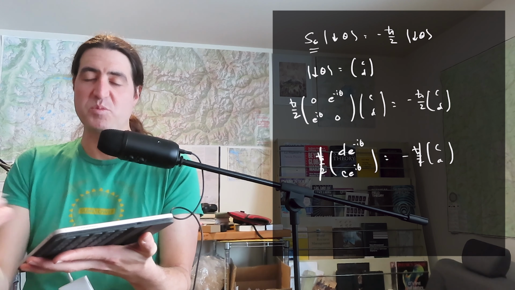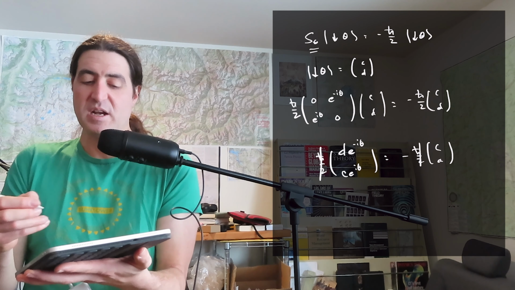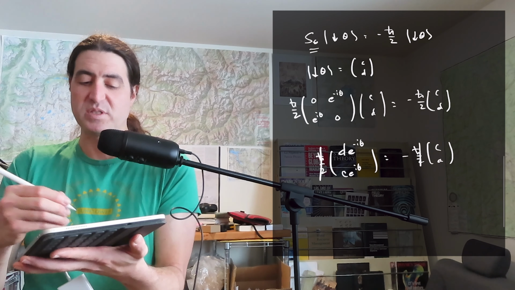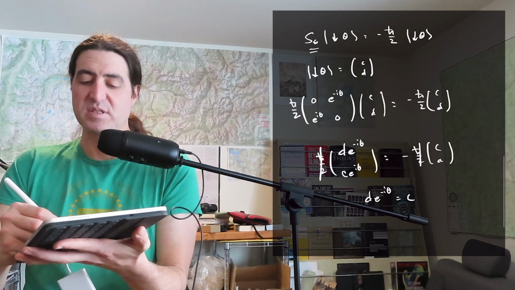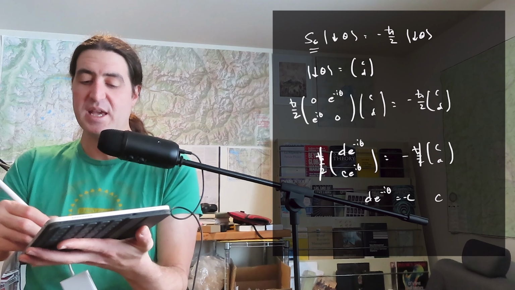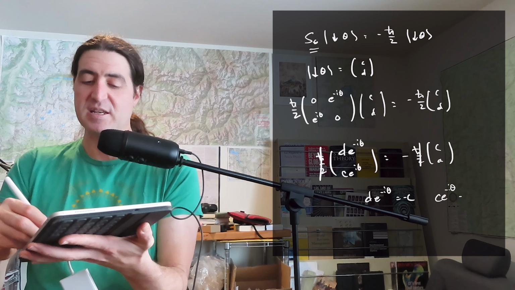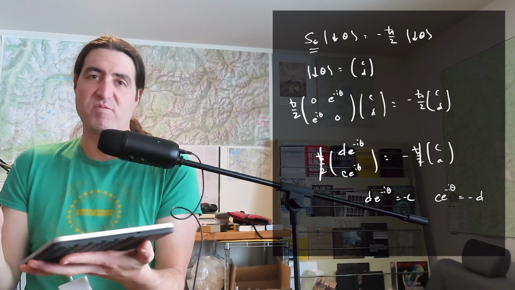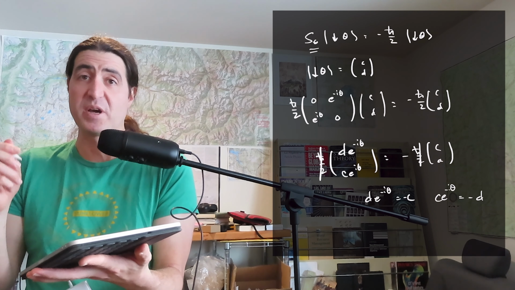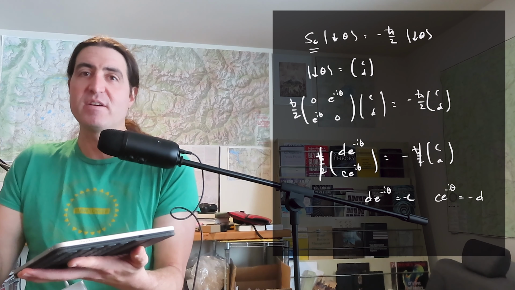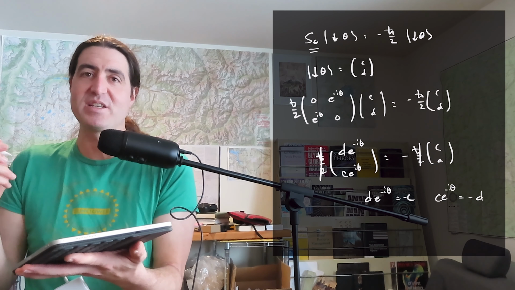So those h bar over 2's cancel, as they should, and we're left with the observation that, once again, D e to the minus i theta is equal to minus C, excuse me, and C e to the i theta is equal to minus D. This is a very similar problem. There's just a minus sign included around.